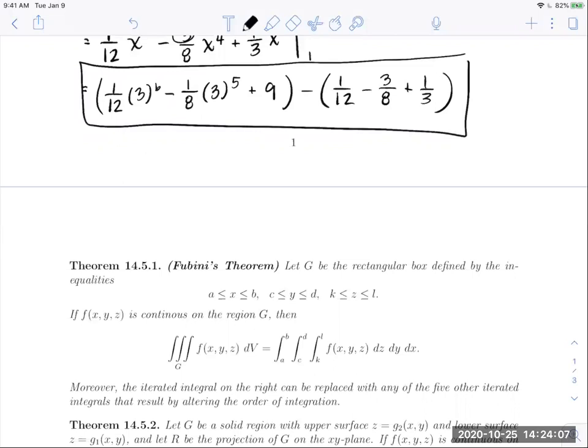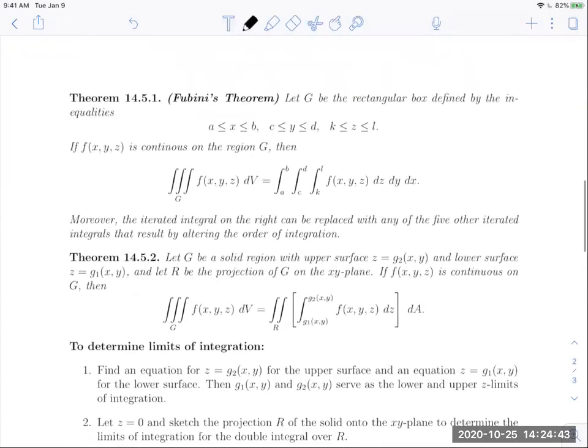And there's a little clause there at the bottom that says, moreover, the iterated integral on the right can be replaced with any of the 5 other iterated integrals that result by altering the orders of integration. So in 2 dimensions, Fubini's theorem said that dA can be written as dx dy or dy dx. The order of integration didn't matter. In 3 dimensions, Fubini's theorem is saying that dV can now be written as dz dy dx, dz dx dy, dy dx dz, et cetera, et cetera. There are 6 different ways that you can organize those differentials, and the order of integration doesn't matter.